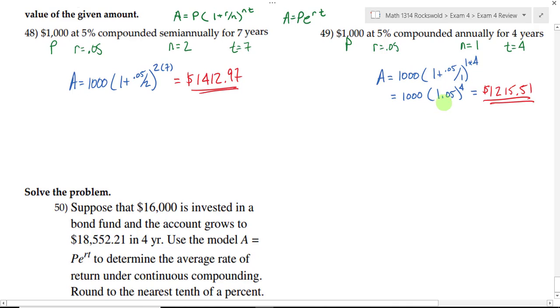$1,215.51. If you wouldn't have done this simplification in your head, you could have typed this in like we did over here. Just make sure that your parentheses are correct, otherwise you get an incorrect answer.